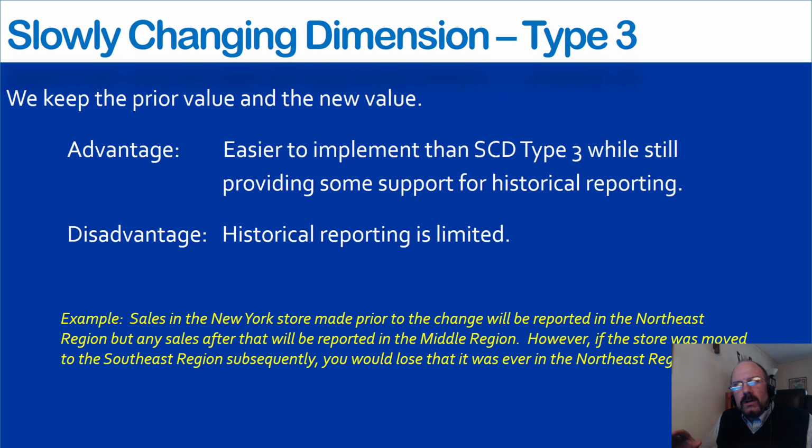With the normal slowly changing dimension type 3, you actually have a more consistent, I think, way to manage it. This way you're kind of storing an extra column to track the last value and the current value. And you can track several values if you want.